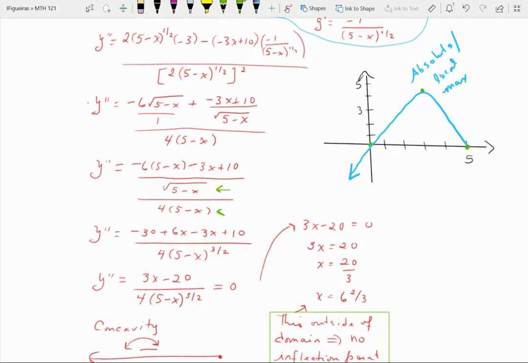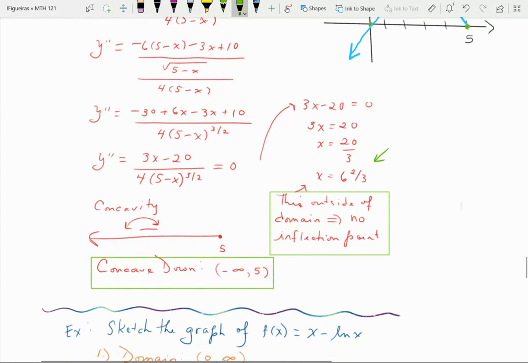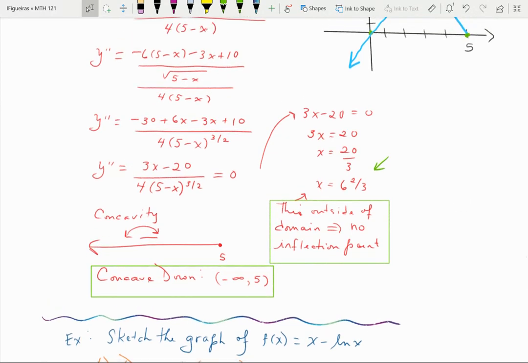All right, so we take the numerator, set it equal to 0, and we get that x is 6 2/3. But again, you have to remember, what's your domain? Your domain goes from 0 to 5. So this is outside of the domain. That means there is no inflection point. But that doesn't mean you can't check your concavity. I still have to check if it's concave up or down. And so pick any value to the left of 5, plug it into your second derivative, and no matter what you pick, you'll get a negative result, which means that the graph is always concave down from negative infinity to 5.